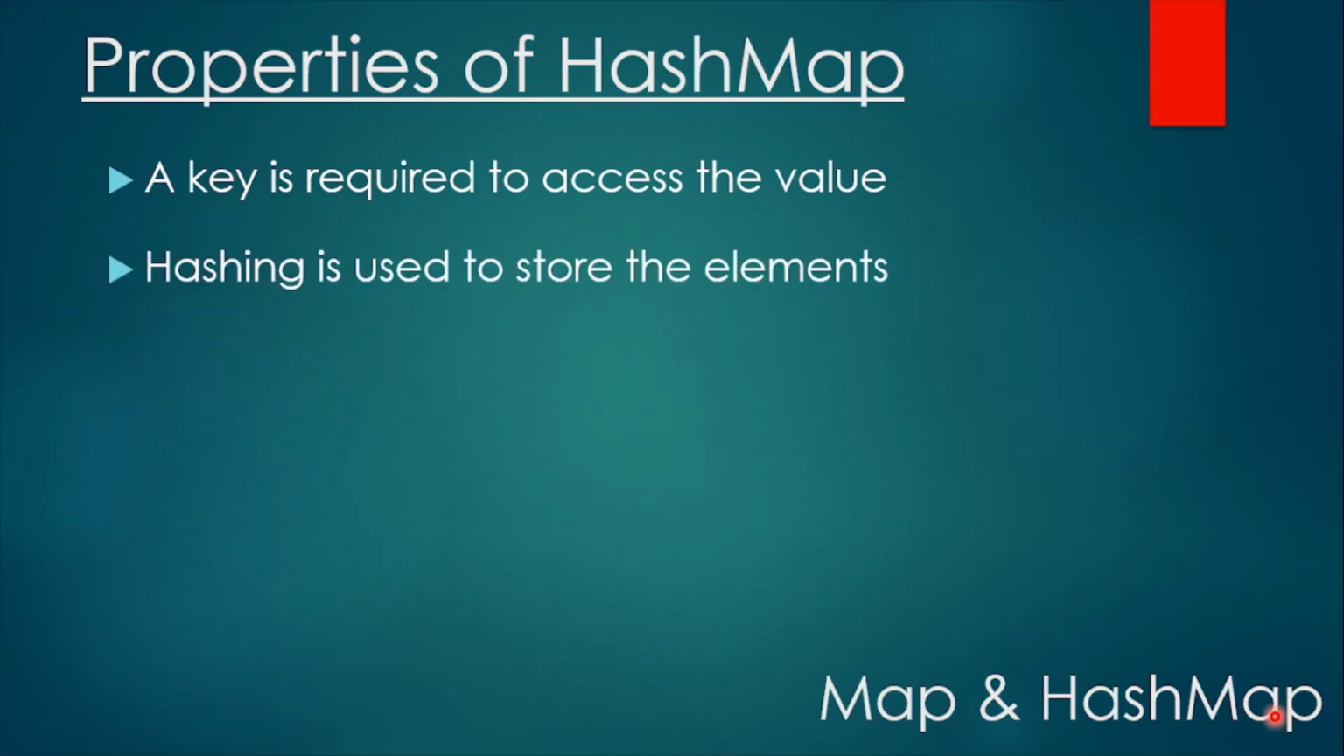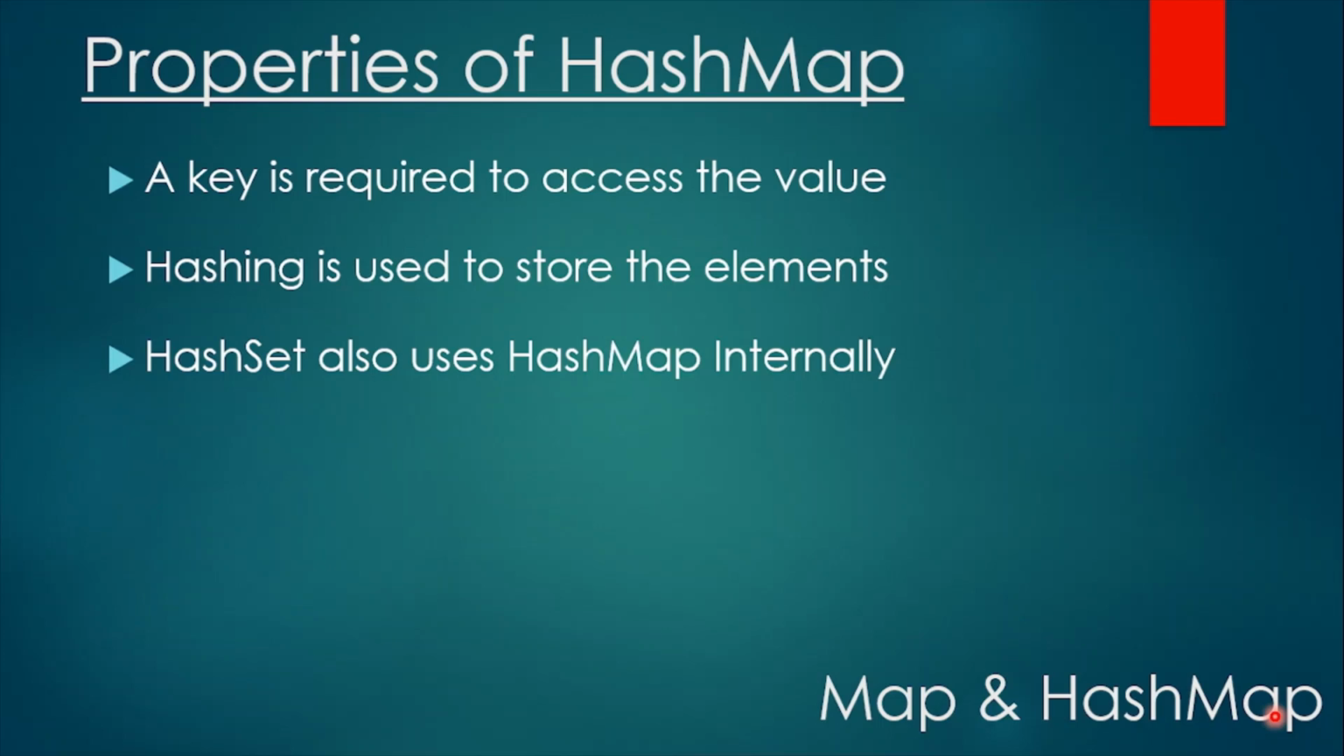HashMap uses a technique called hashing. Hashing is a technique to convert a large string to a small string that represents the same string, which we have already discussed. So hashing is used to store the elements in HashMap. In our next video, we will see in detail how the HashMap actually works, how it is calculating the hash codes, how the data is getting stored in Hashtable, and how we are fetching it back from Hashtable.